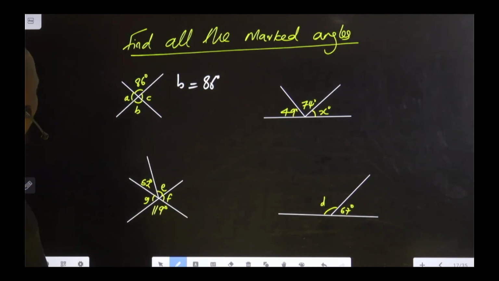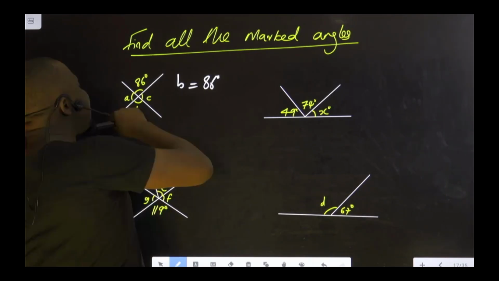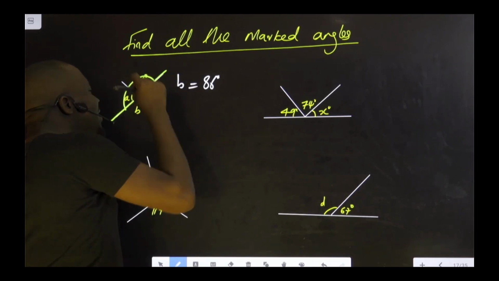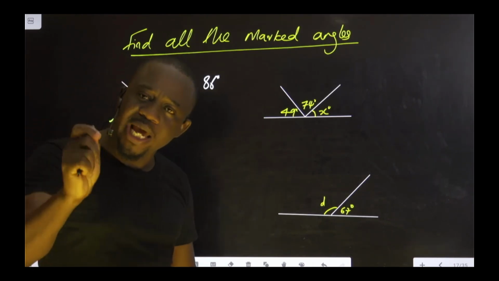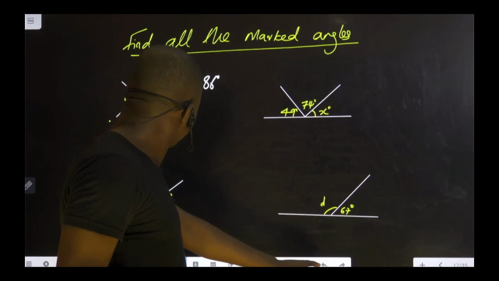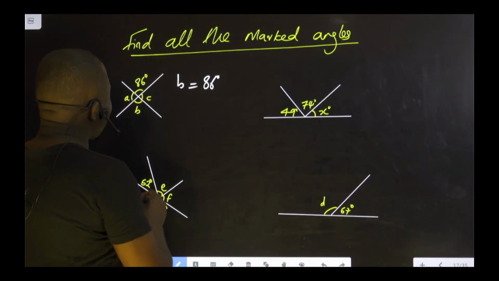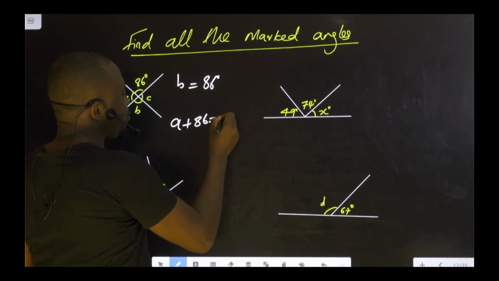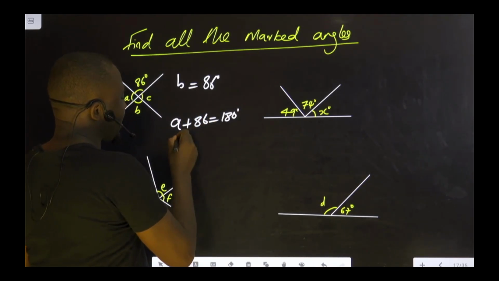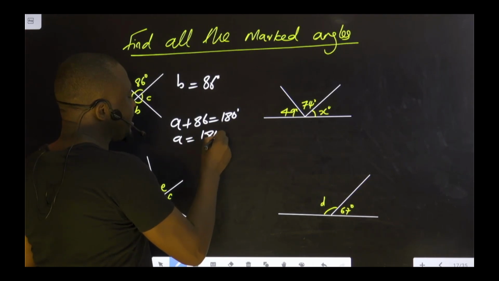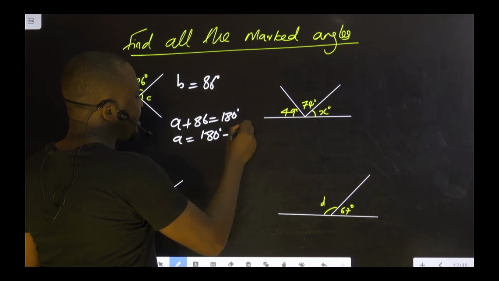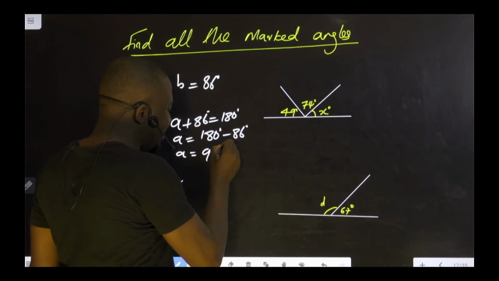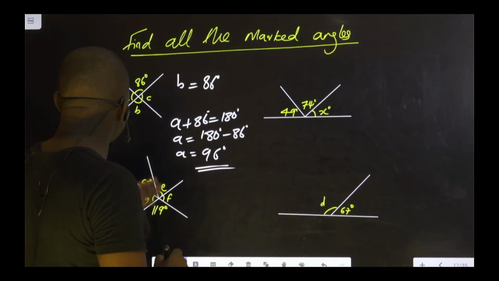What about A? We can get A by saying that the sum of angles on a straight line is equal to what? 180 degrees. So we're going to sum them together to have 180. Therefore, A plus 86 is equal to 180 degrees. A therefore is equal to 180 degrees minus 86 degrees. And if you solve this out, you have 96 degrees. Okay, that is A.